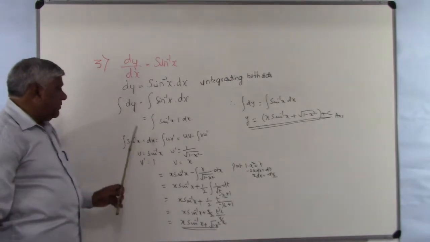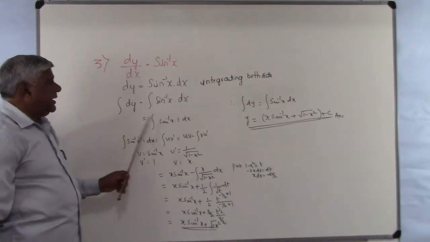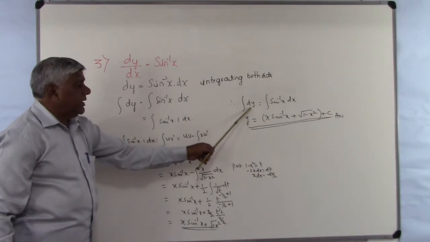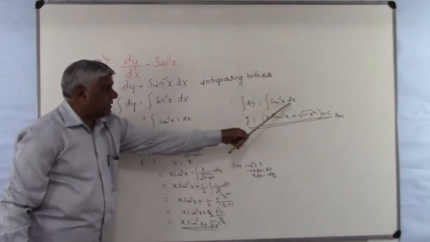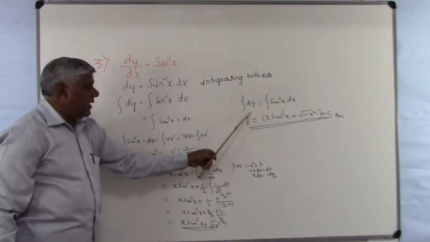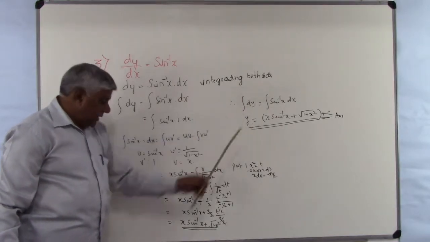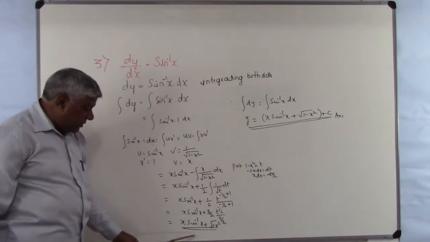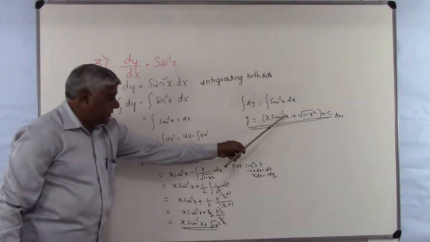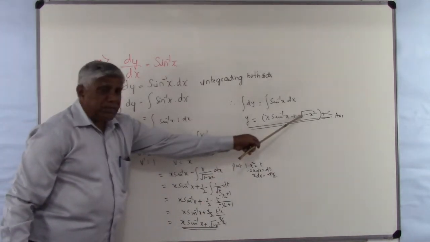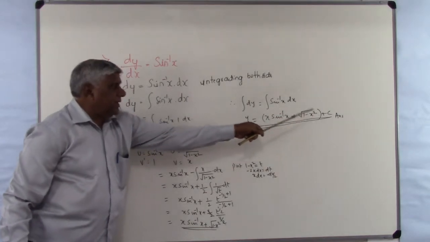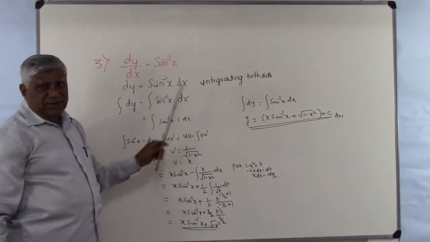Therefore, ultimately, what is the problem now we have here? Integral dy is equal to integral sine inverse x dx. Integration of dy is y, is equal to integration of sine inverse x, which we have found out here: x sine inverse x plus root of 1 minus x square plus c. That is what we have done here. That is the answer.